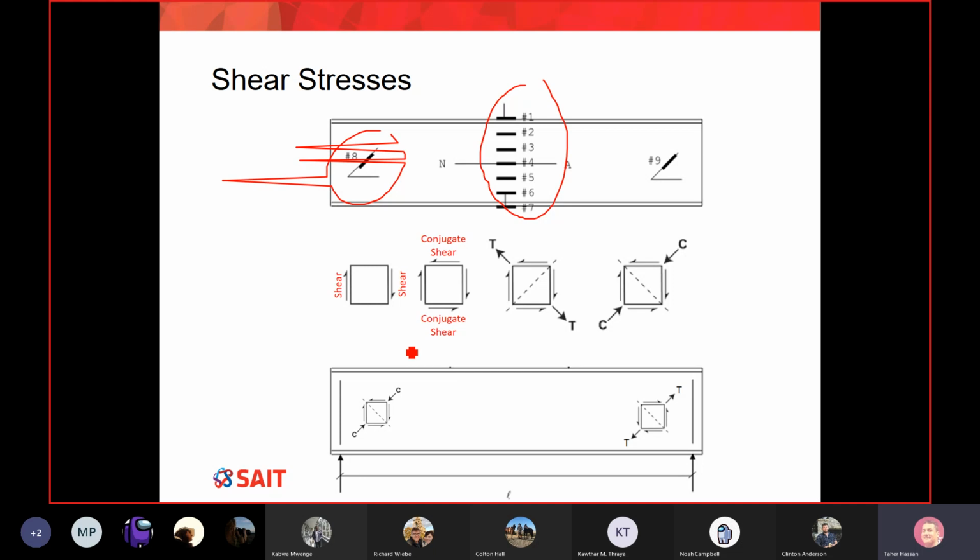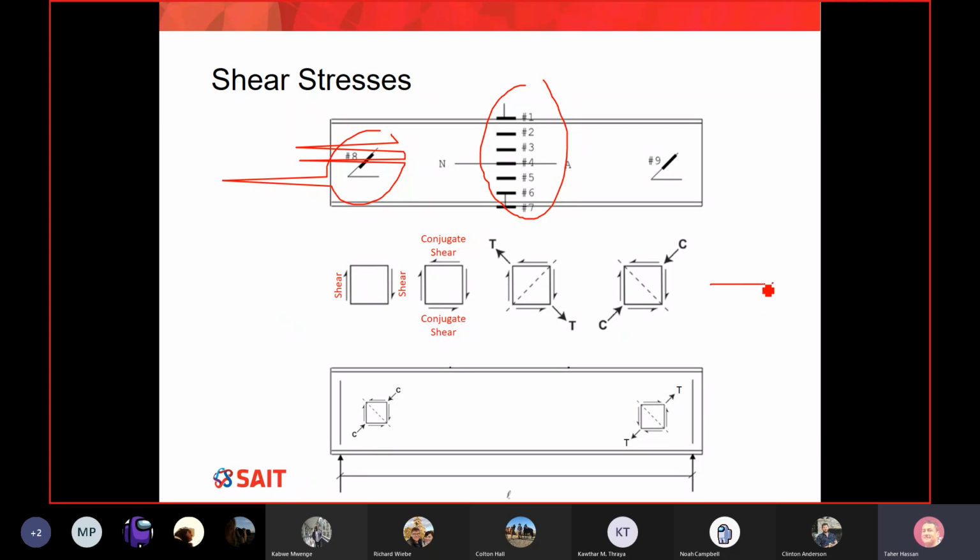I'll say it one more time. Strain gauges from 1 to 7, this section here, has a bending moment, but zero shear. Agree or disagree? Agree. How about 8 and 9, which are very close to the support? What's happening to the bending moment? It dies, zero. How about the shear? It's the maximum. So I'm asking you, do 8 and 9 measure strains due to shear stresses? Yes, so here we go.